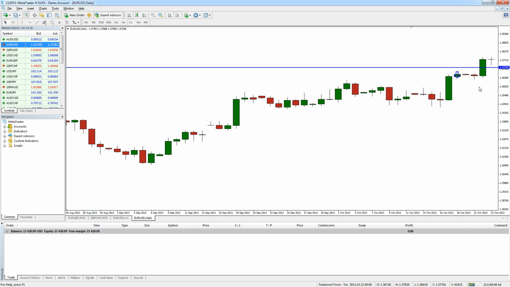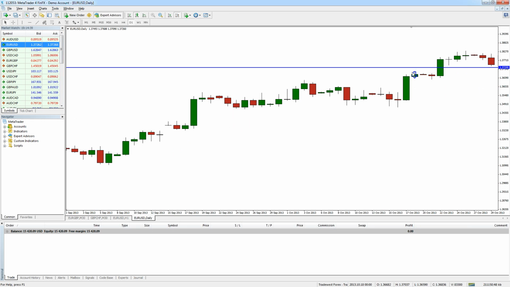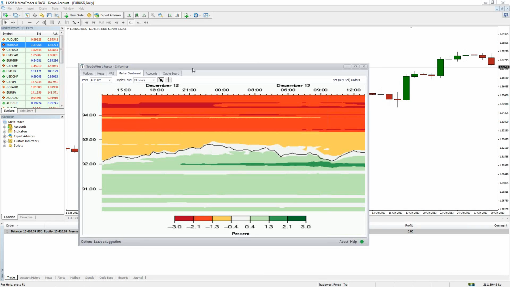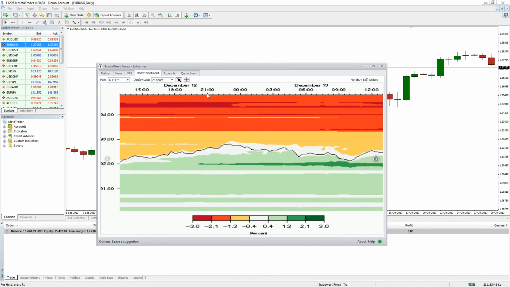So now let's look at some examples with the indicator. Let's bring up our tool. This is a tool that's free for everyone to use. It is called the TradeWest Forex Informer. And I'll give you the download link here in just a minute. This tool has a lot of different things inside that you'll see once you download it, but for today we're going to focus just on this Market Sentiment tab.